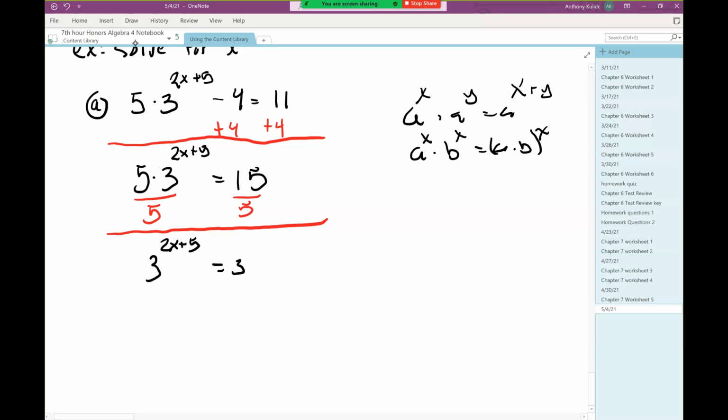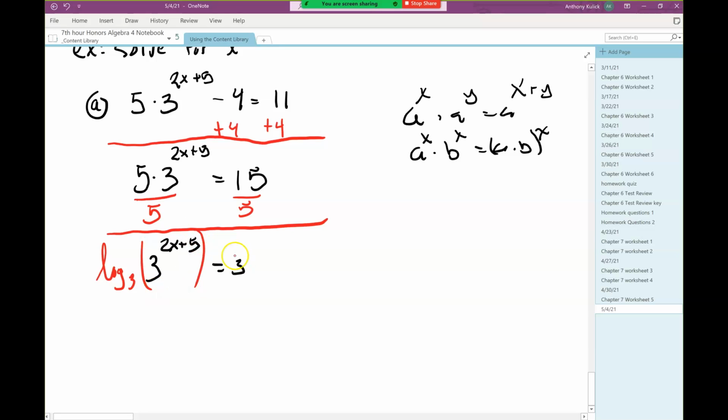Get x by itself. Great. So we have to cancel out that exponent base of 3. How do I cancel that out? Log base 3. And we'll do that to both sides.